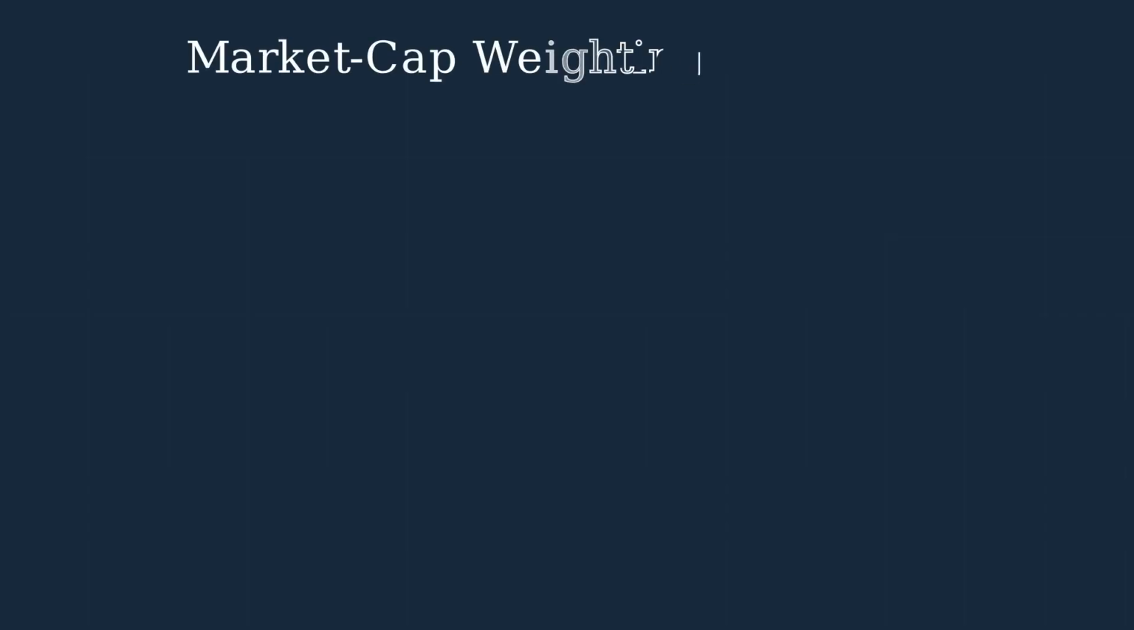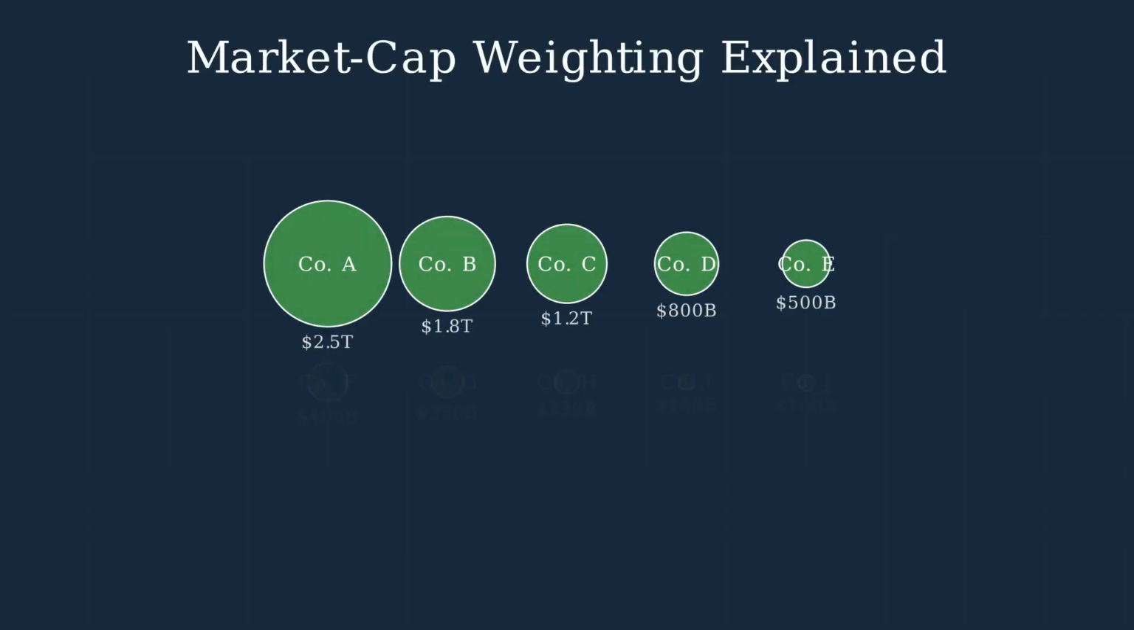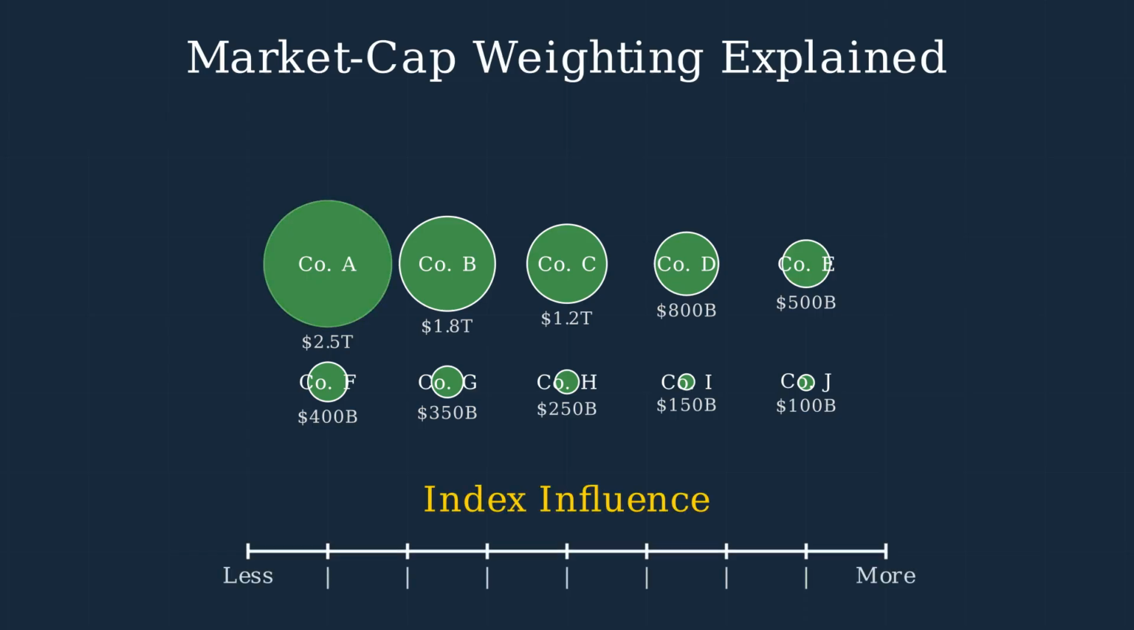The S&P 500 is a market cap-weighted index, which means companies with larger market capitalizations have greater influence on the index's performance. For example, a 1% change in a trillion-dollar company like Apple has a much greater impact on the index than the same percentage change in a smaller company. This is in contrast to price-weighted indices like the Dow Jones Industrial Average, where companies with higher share prices have greater influence regardless of their total market value.